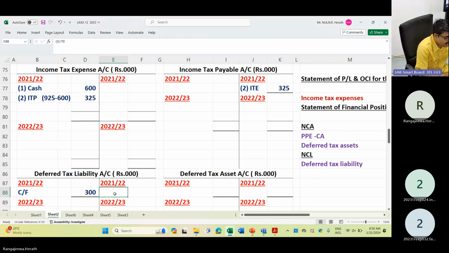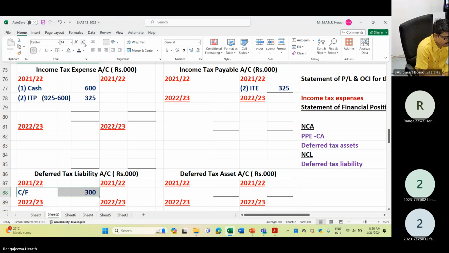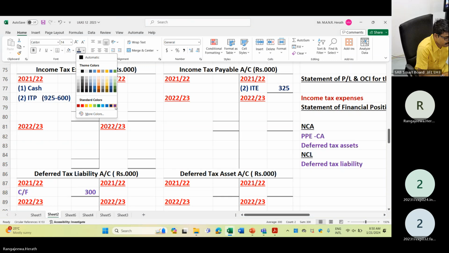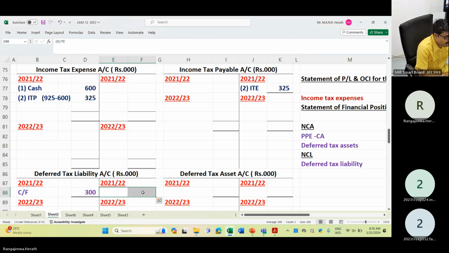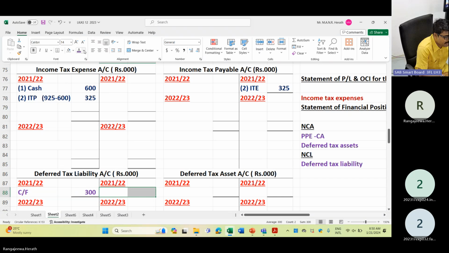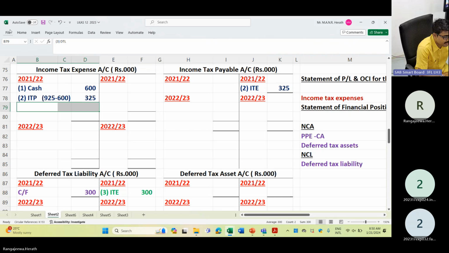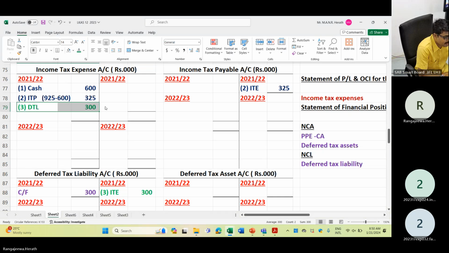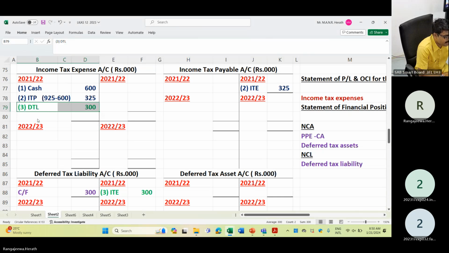So during the year, creation of deferred tax, you can credit deferred tax liability, debit income tax expense. That is the third date, 300. When a deferred tax liability is created, deferred tax liability account credit, income tax expense debit. Is that right? We create a deferred tax liability.